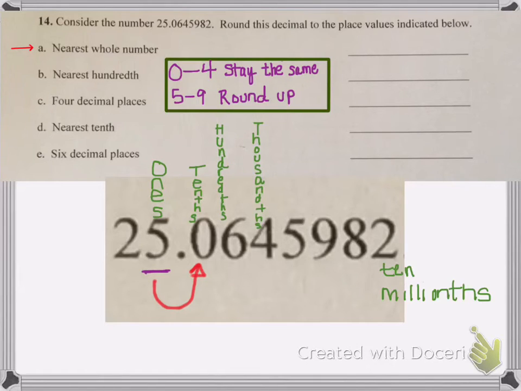So I have a 5 in the ones place. That's the place value to which I am rounding. I look to the right and I see the 0 in the tenths place. So my critical digit right here is a 0. Well, that puts me here from 0 to 4. So that means I'm going to stay the same. So that means that the number in the ones place right here, which is the 5, is going to stay the same. So to the nearest whole number, this number just rounds to 25.